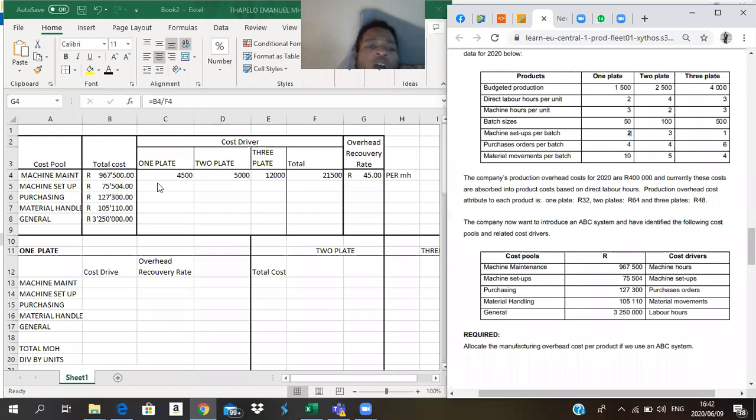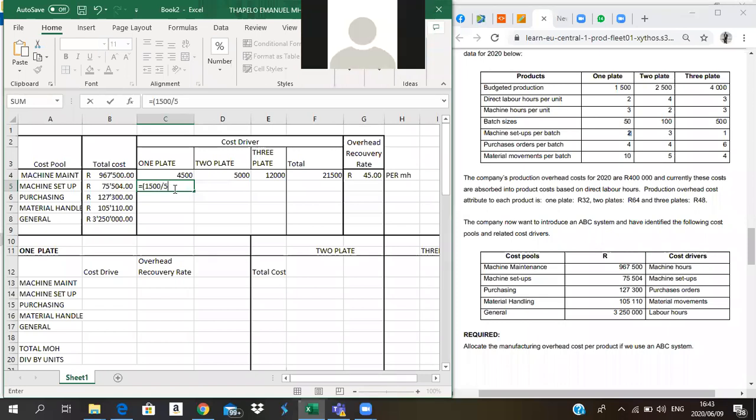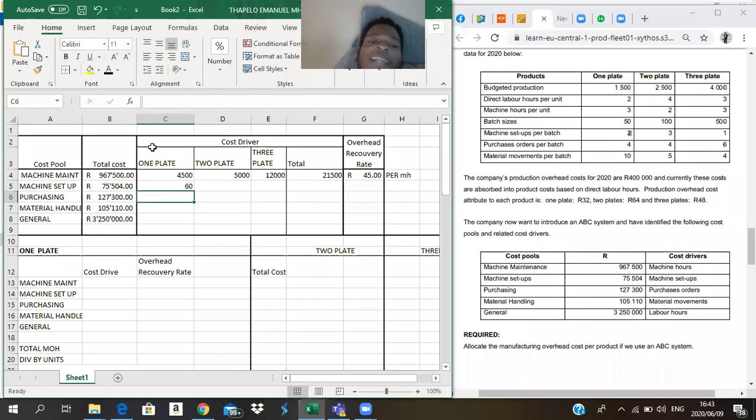So I'm going to do that now. I'm now going to look for the total setups. Total setups for one plate, I'm going to say it equals, I open my bracket. I take the total units of 1.5. I divide by 50, which is the batch size. This is going to give me my number of batches. Then after getting this number of batches here, I'm going to multiply by two. This two is my setups per batch. So which means for one plate, I'm going to have 60 setups. Do you guys understand?